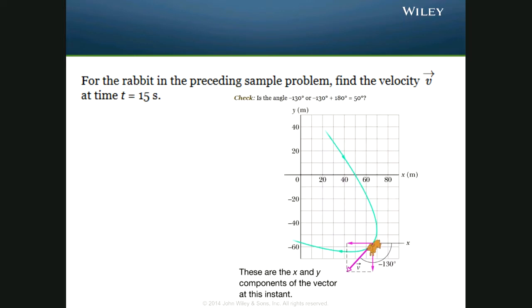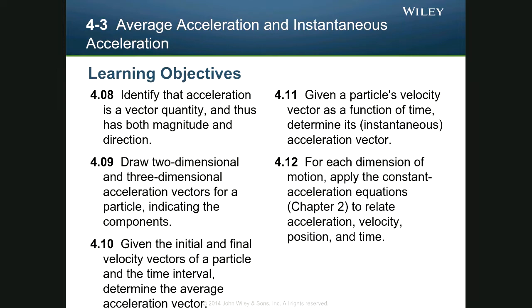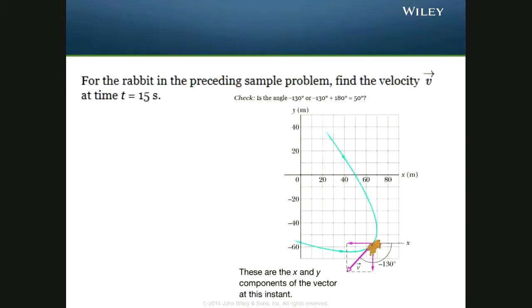So for the rabbit in the preceding sample problem, it says find the velocity at time t equals 15 seconds. So what we have to do there, right, is we want to recall, okay, so this is good to mention.